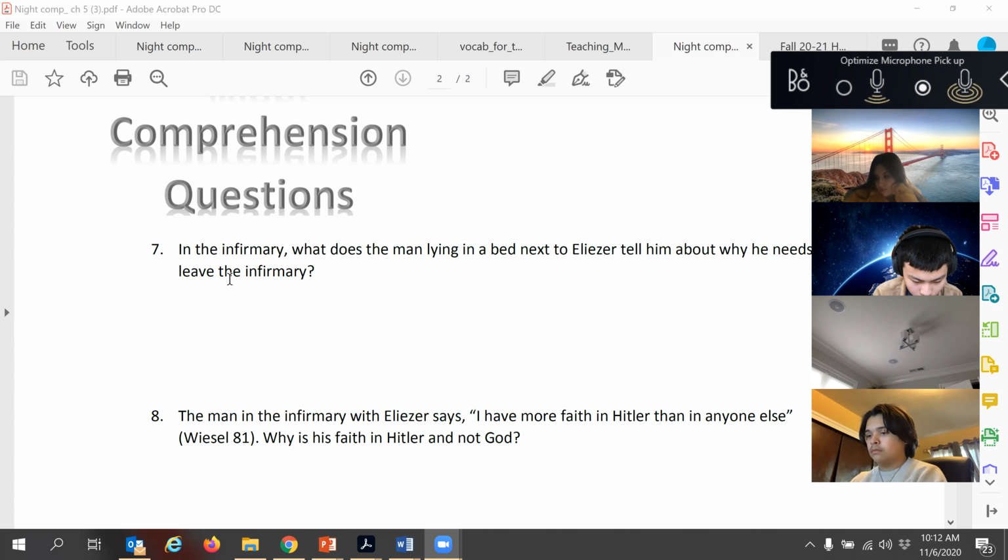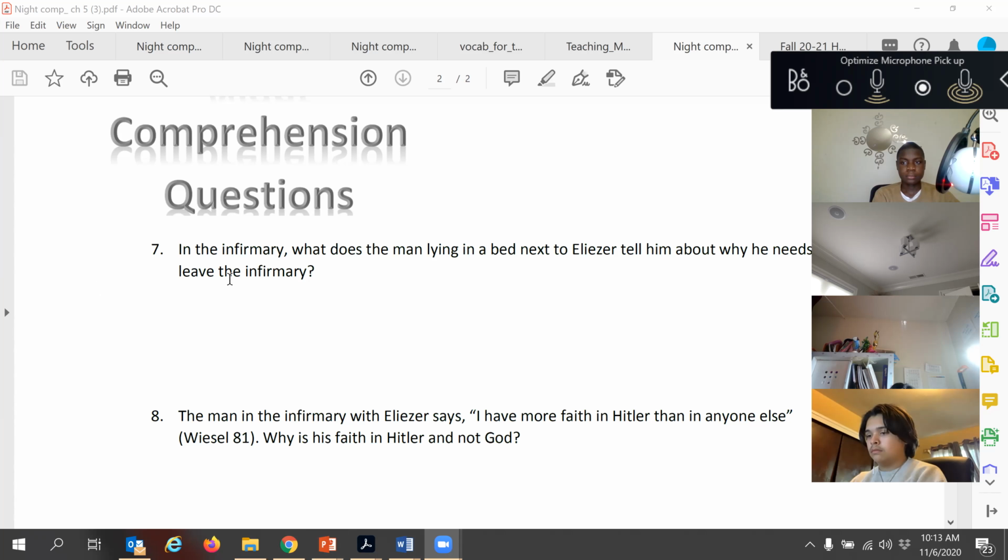Now, it's interesting here. After he hears this, Eliezer starts thinking to himself, is this man telling me the truth? Or is he trying to get rid of me so he has a better chance of survival? The importance of that is to put more emphasis on the fact that everybody in these camps is really just thinking of themselves and their own survival. His questioning of the intentions or integrity of this older man shows that Eliezer is thinking about his own safety and his own survival too.